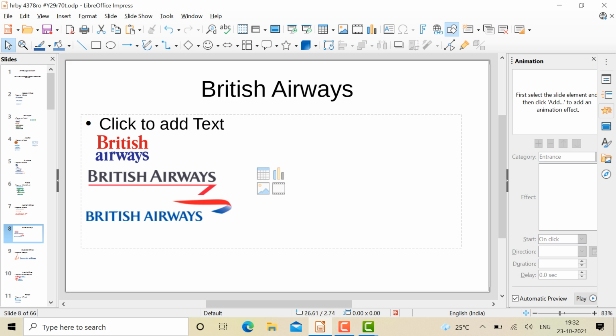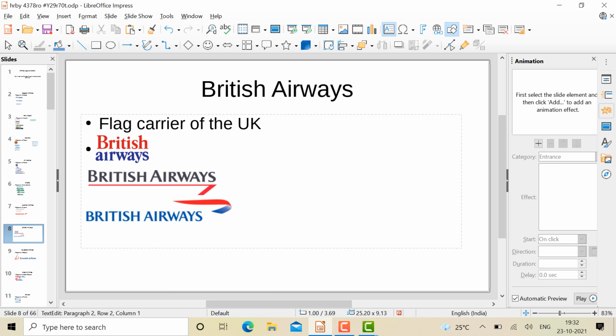The next airline we're going to discuss is British Airways. Just ignore this thing. British Airways had three logos, even though it is 50 years old. It's half a century old, but still it hasn't much evolved over time. The first logo was simple. So yeah, this is the flag carrier of the UK.